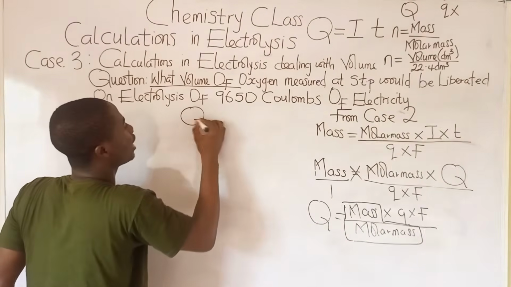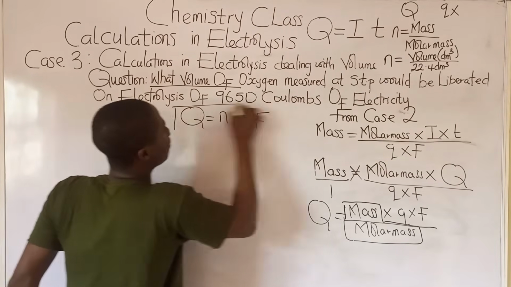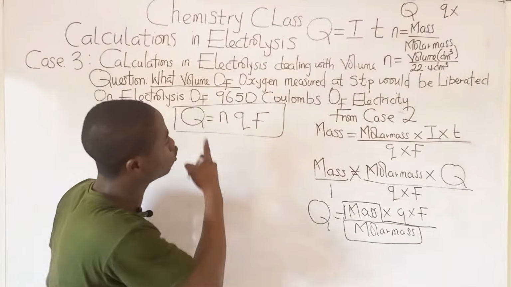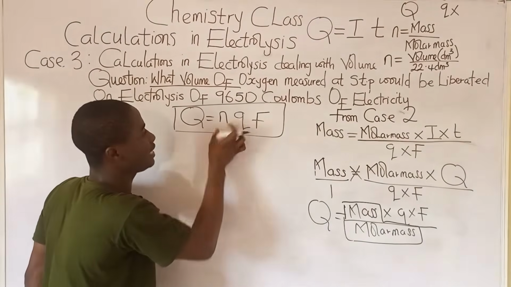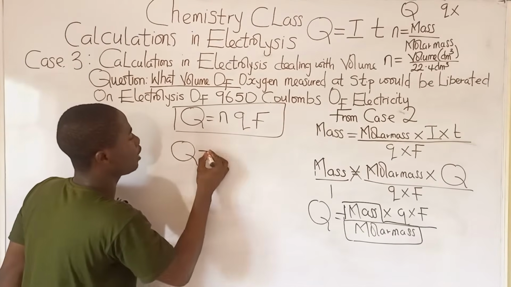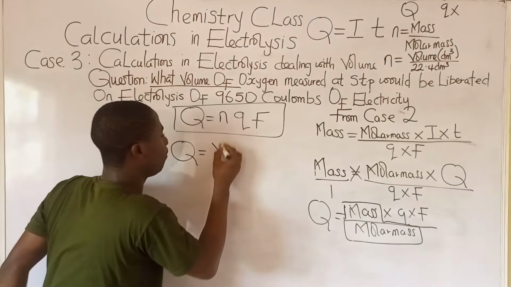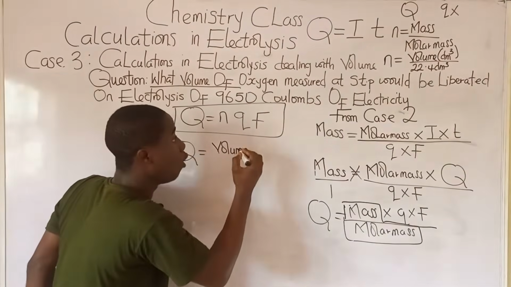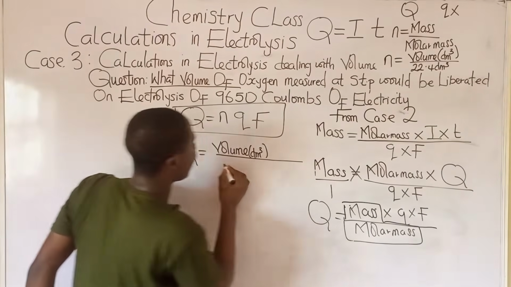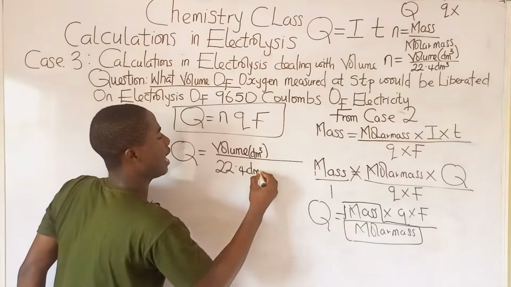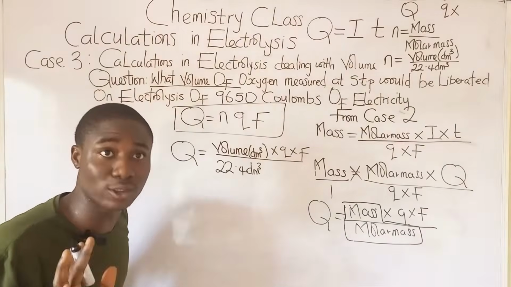So now Q will be equal to NQF. This formula being derived is very important also, because it will help us solve another question in another case. Now Q will be equal to this, where my N, which was mass over molar mass, I will change to the number of moles at STP, which is volume in dm cube over 22.4 dm cube, times q times F. You can see how it works.